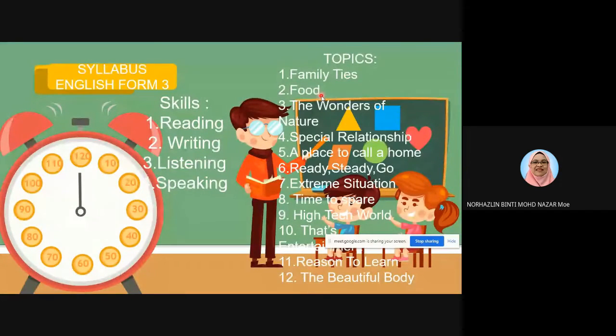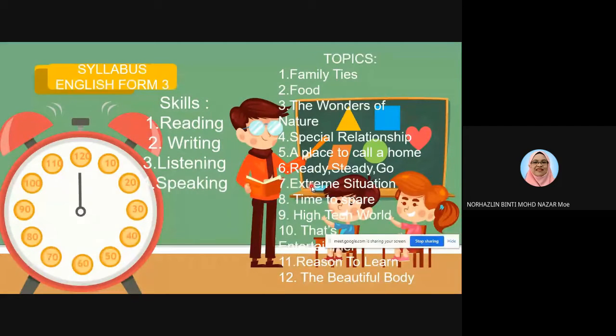Unit 5, a place to call a home. We're going to discuss different types of homes all over the countries. What about Unit 6? Unit 6 is about ready, steady, and go. So what is that? Basically, you're going to talk about sports. Sports that you know, sports that you like.